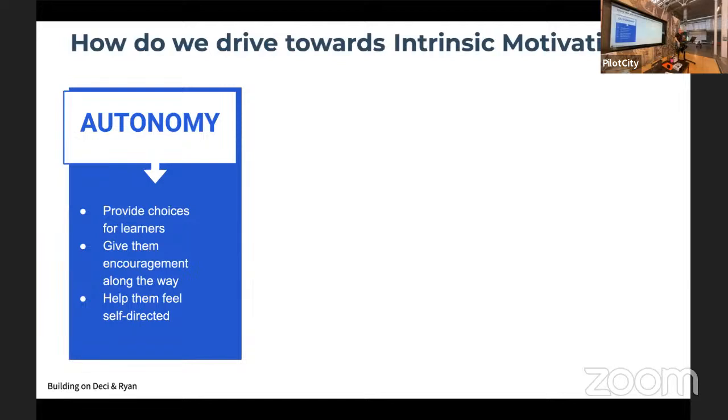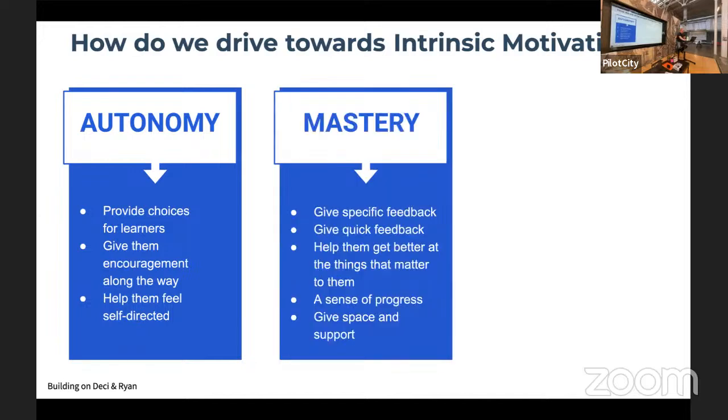So then the question is, how do we drive towards intrinsic motivation? One thing is autonomy: providing choices for learners, giving them encouragement along the way, and helping them feel self-directed. So you're giving people choices, but choices that are important to you, not just important to them. The second part is mastery. You want to give feedback for a process that's specific and quick. You want to help them get better at the things that matter to them. You want them to feel a sense of progress and to give them space and support.